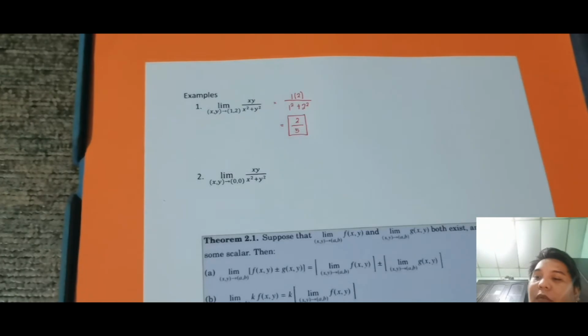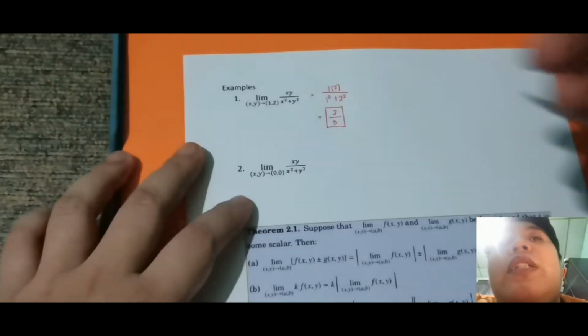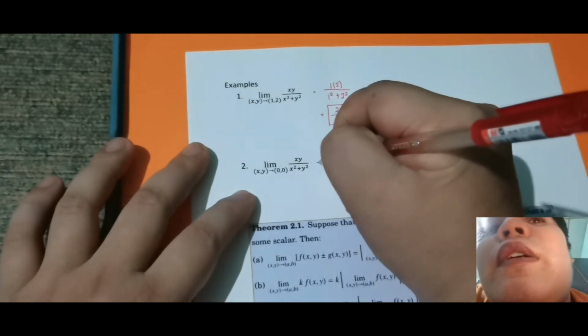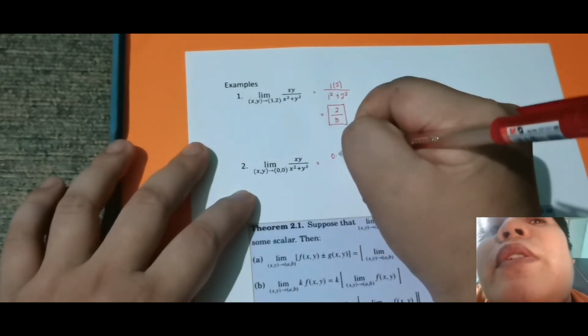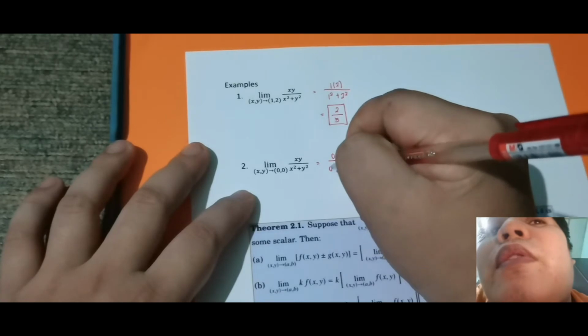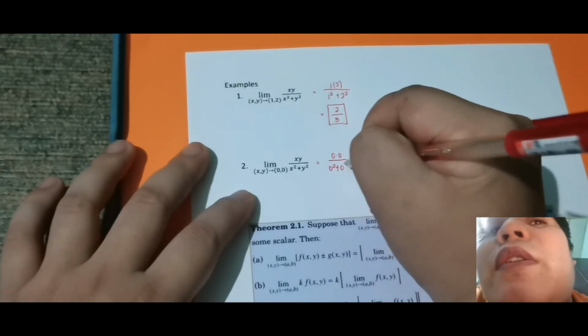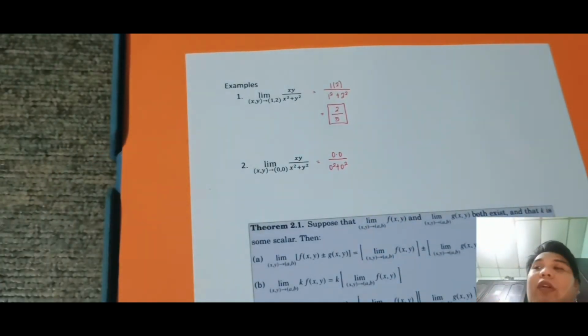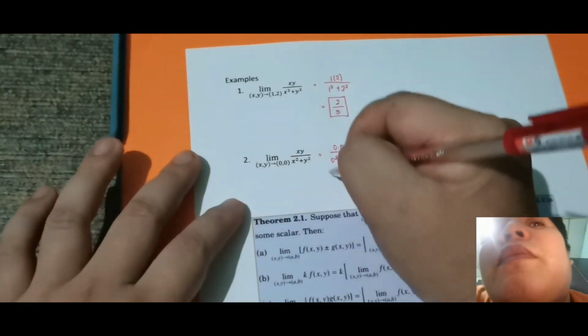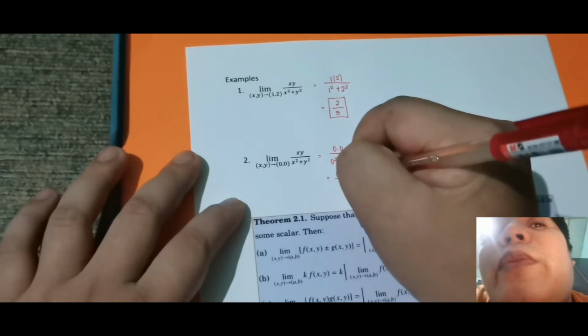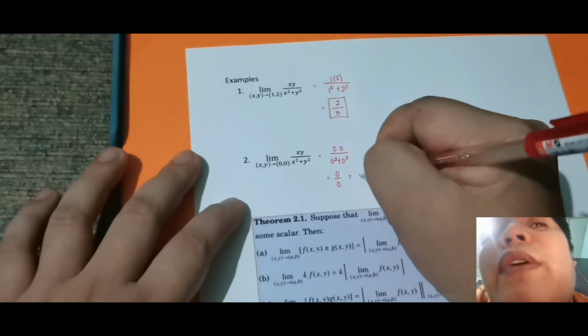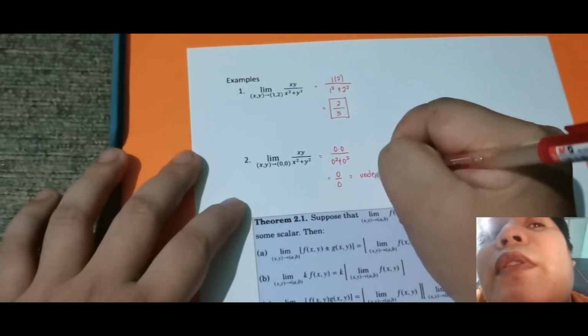Okay, so check natin ano ba mangyayari pag ganyan naman yung ginawa natin. Okay, so this is just equals 0 times 0 all over 0 plus 0, okay, 0 squared plus 0 squared. So, this is just equals 0 over 0. And note that this is undefined.